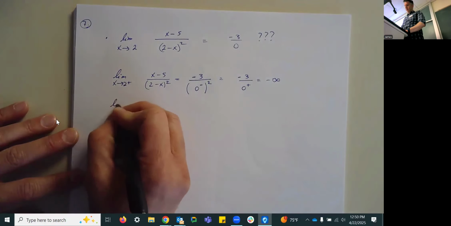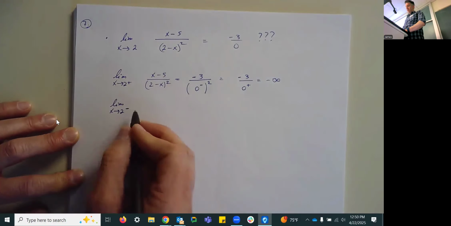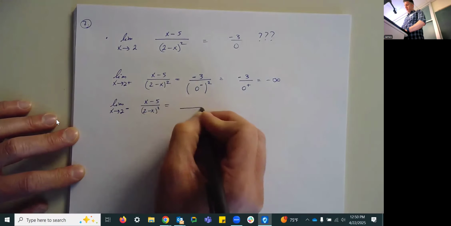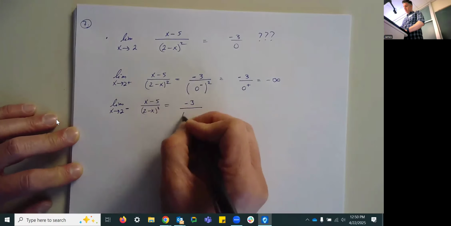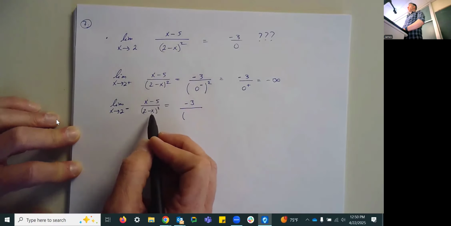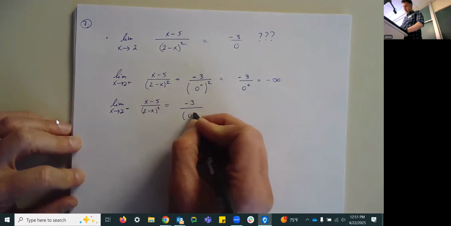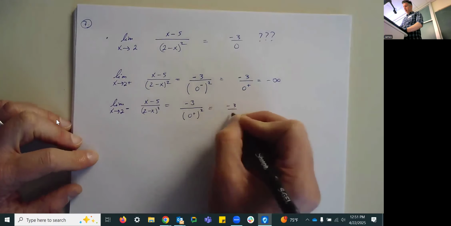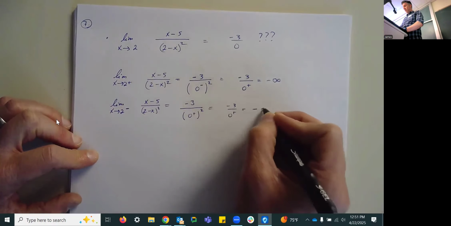On the other side of 2, on the left side of 2, if we take the limit as x approaches 2 from the left-hand side of x minus 5 divided by (2 minus x) squared, a similar thing is going to happen. We still have -3 on top because 2 minus 5 is -3. And in the denominator, in the parentheses, 2 minus a number a little bit smaller than 2, like 1.999, is going to be slightly positive. And squaring it will keep it positive. So here we have -3 over a positive 0, which is still a negative over positive, so it's going to be negative infinity.